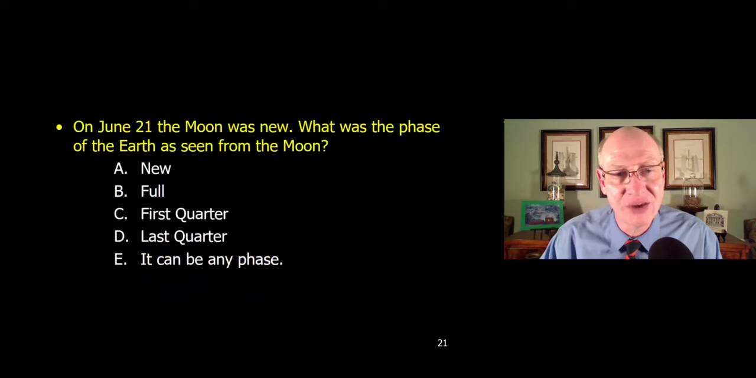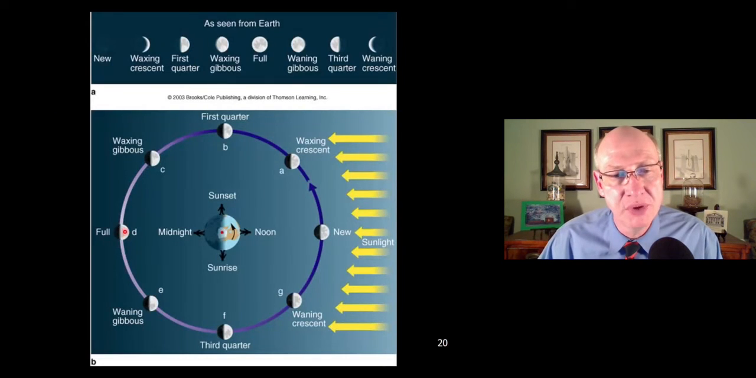Let's go back to this diagram for a second. What about the full moon? The full moon is always highest in the sky at midnight. The full moon is never highest in the sky at sunset or sunrise. The full moon is never visible at noon. It always rises at sunset, it's always highest at midnight, and it always sets at sunrise.